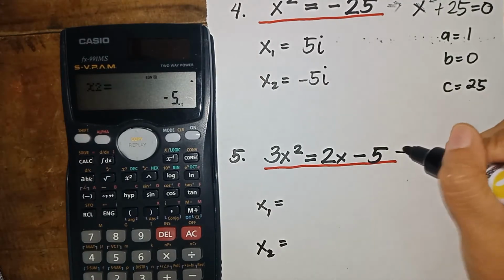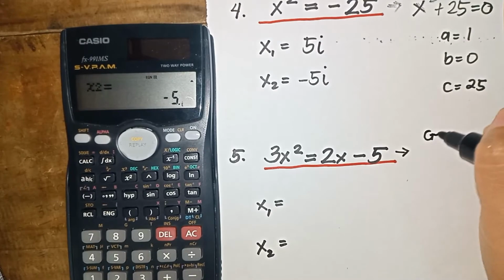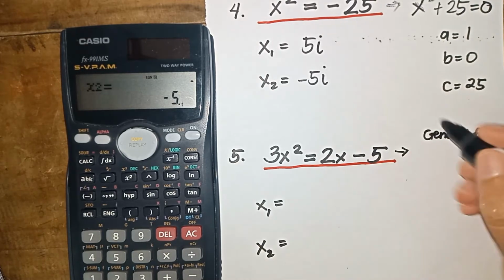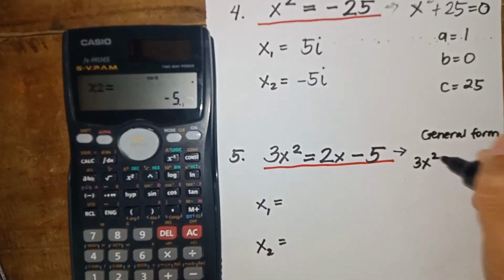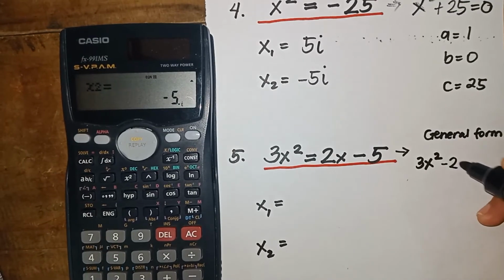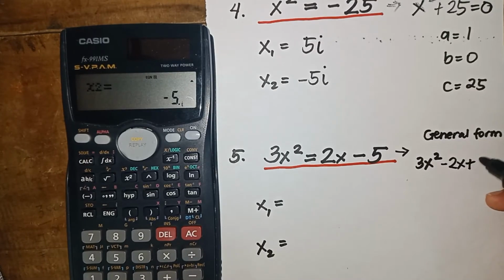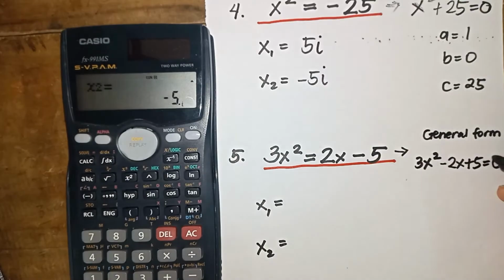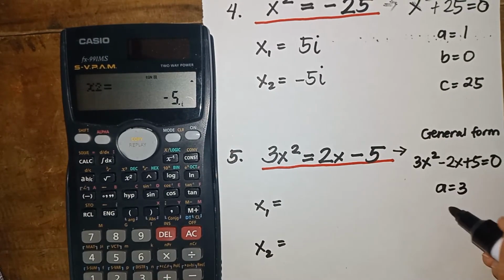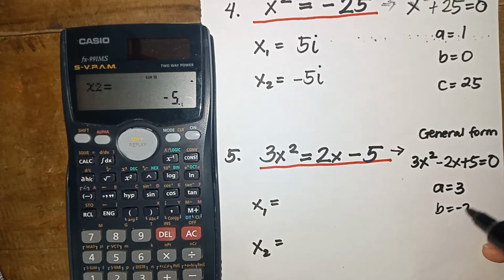Last example, if we have 3x squared equals 2x minus 5. In here, this is not yet in general form. To make it in general form, all terms must be on one side of the equation. So, we have 3x squared. Transpose positive 2x by negative 2x. And then transpose negative 5 by positive 5. Then, equate to 0. So, A is equal to 3, B is equal to negative 2, and C is equal to 5.